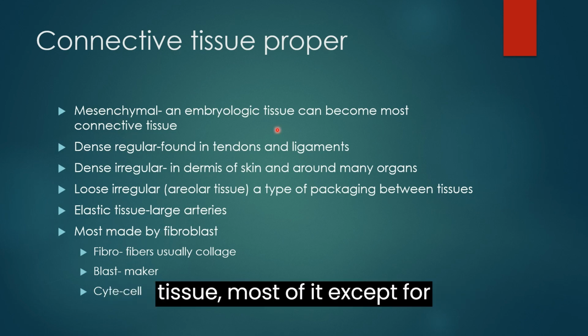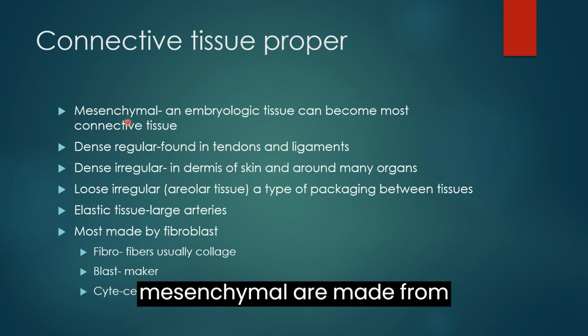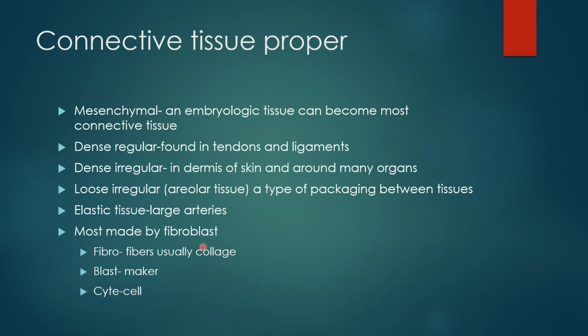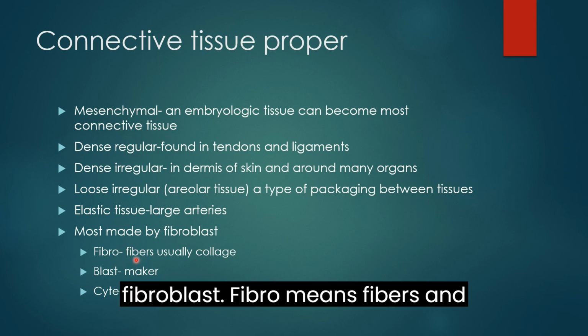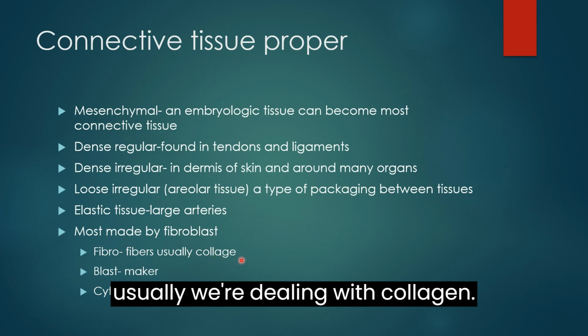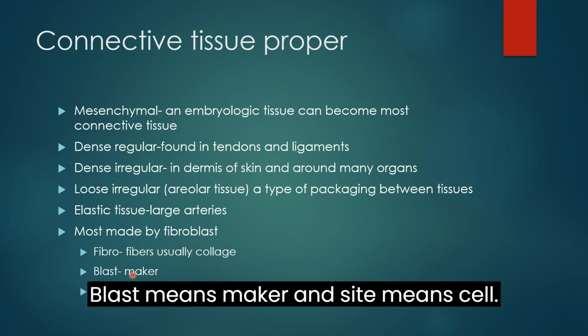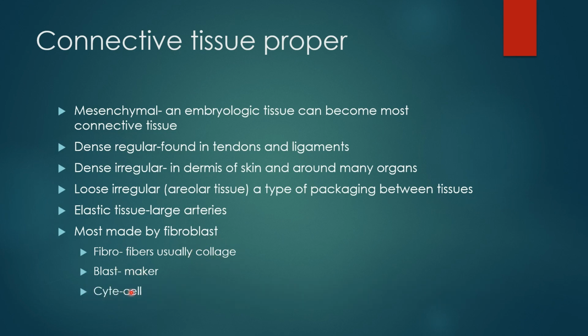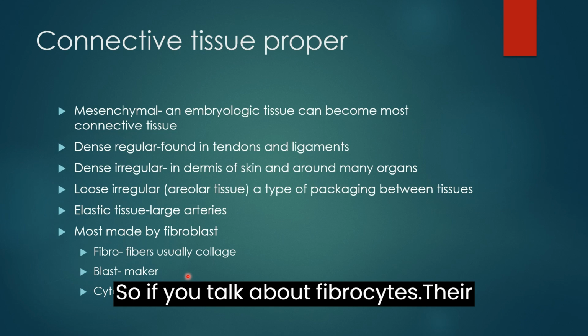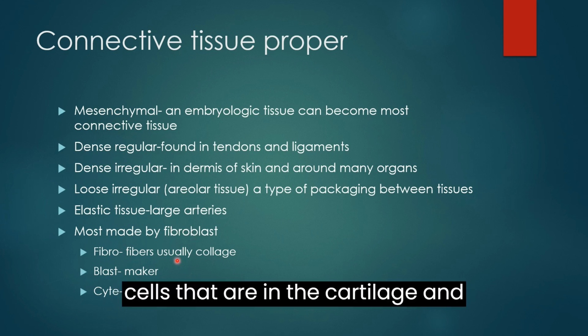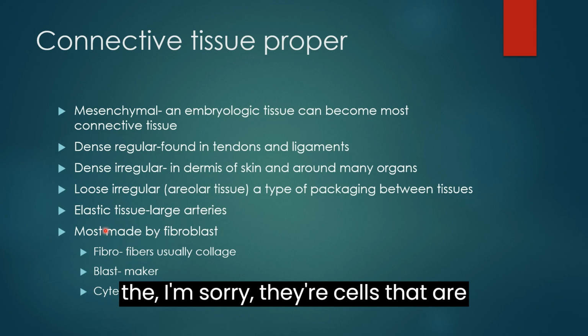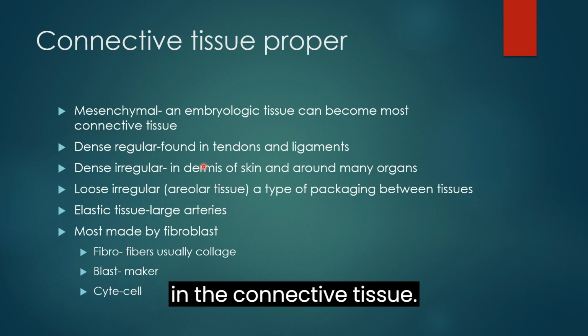Now, one thing about this connective tissue, most of it, except for mesenchymal, is made from fibroblasts. Fibro means fibers, and usually we're dealing with collagen. Blast means maker, and cyte means cell. So if you talk about fibrocytes, they're cells that are in the cartilage, they're cells that are in the connective tissue.